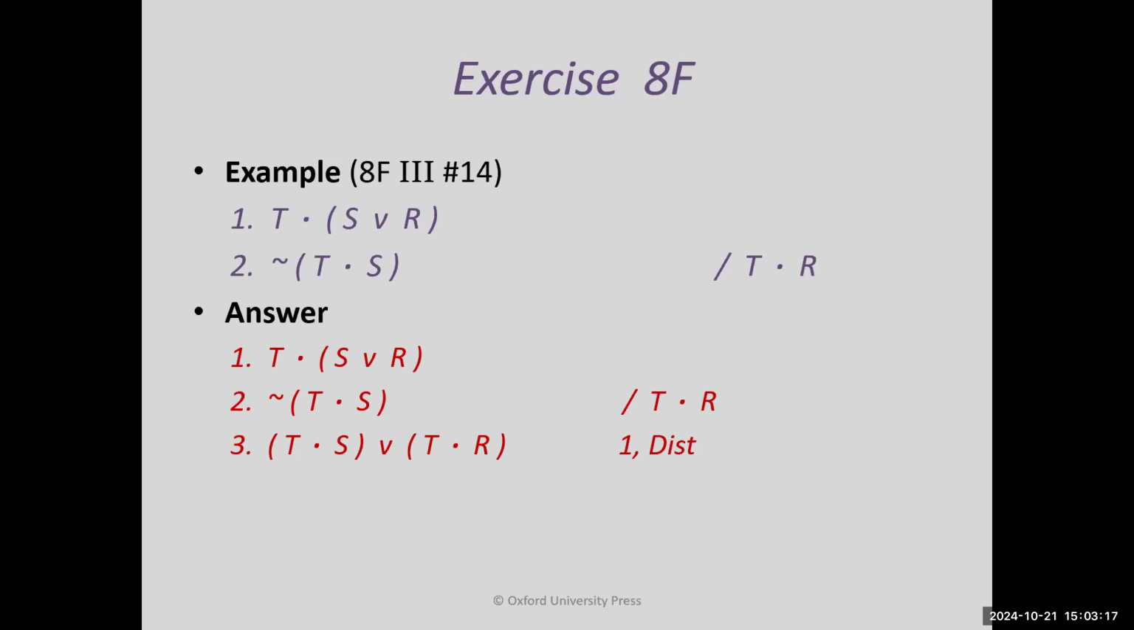Now, what premise do we need in order to apply disjunctive syllogism to line 3? We need the negation of the other disjunct. We need not T and S. Do we have not T and S? Heck yes, we do, up there in line 2. So voila, disjunctive syllogism, and we're at T and R.